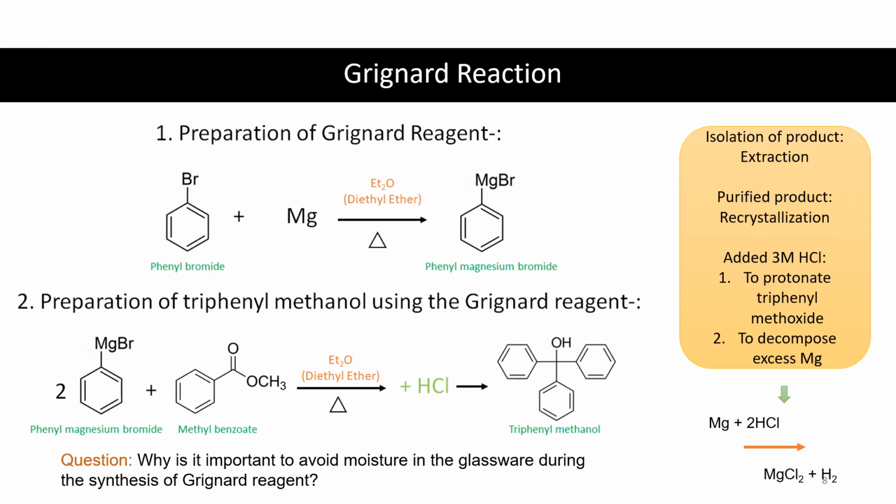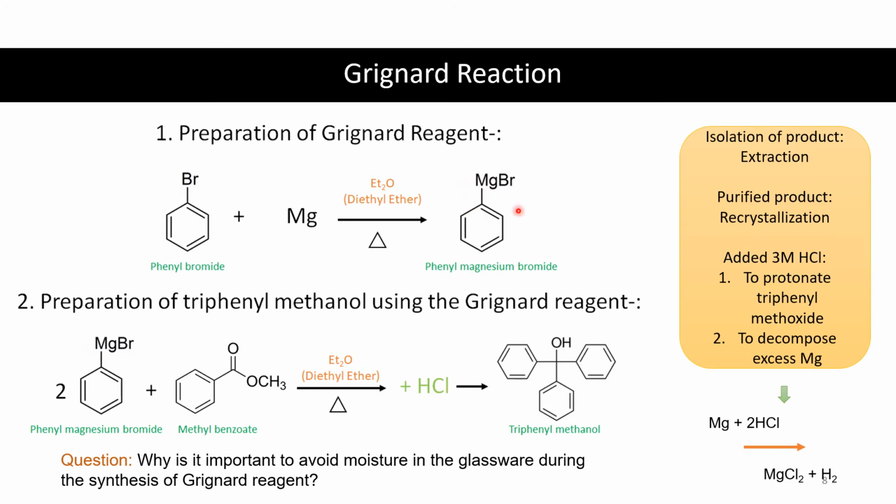Our next lab was the Grignard reaction. We learned about preparing a Grignard reagent. We react an alkyl halide or aromatic halide with magnesium in the presence of an anhydrous solvent like diethyl ether in order to obtain an organomagnesium halide, which are the Grignard reagents. So if you're given the reagents and asked to predict the structure of the Grignard reagent, you should be able to do that.